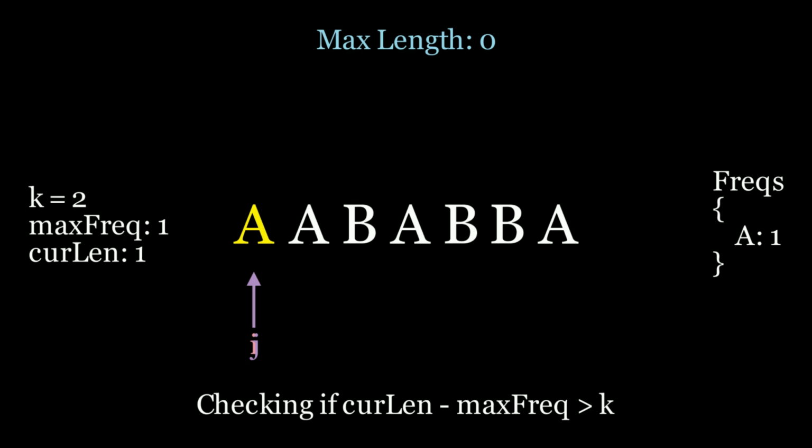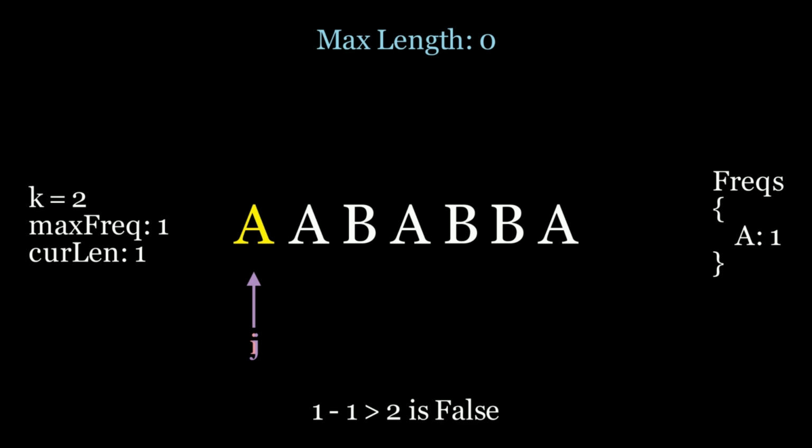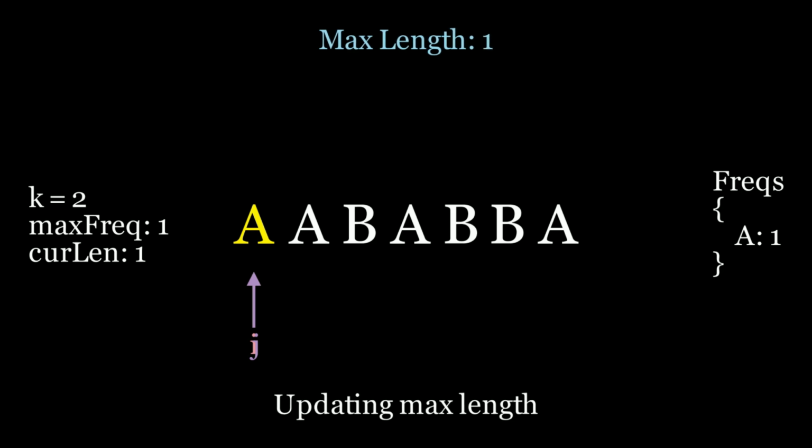I know I'm saying a lot, but this is going to make more sense as we go on in the algorithm. So right now, curLen minus max frequency is 1 minus 1, which is 0, and 0 is not greater than 2, so we don't do anything with the i pointer. Let's update the maximum length to be the curLen, which is 1.